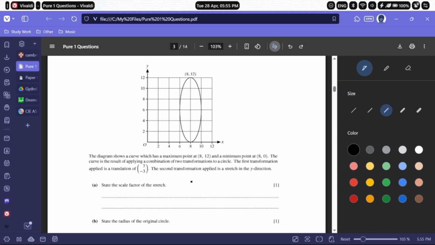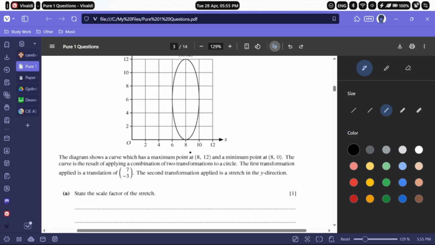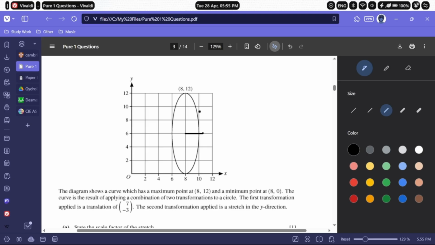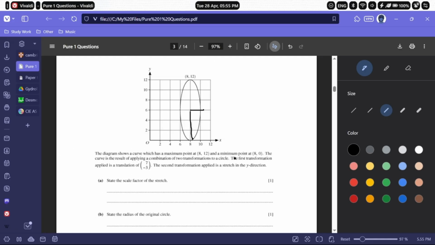So initially, you can use the radius to compare the stretches, right? In this case, your radius in the x direction is the same as the original radius, 1 unit long. But if you look at the y direction, the radius is actually 3 units long, right? So that tells you that you stretched it along the y-axis by a factor of 3. So it would just be 3.